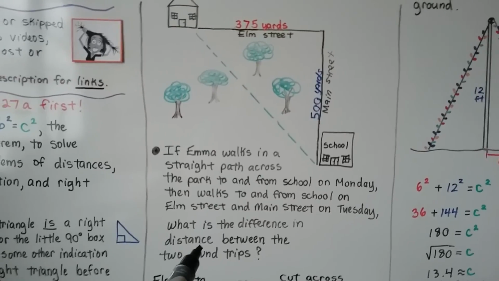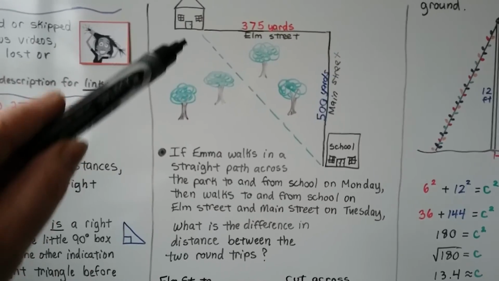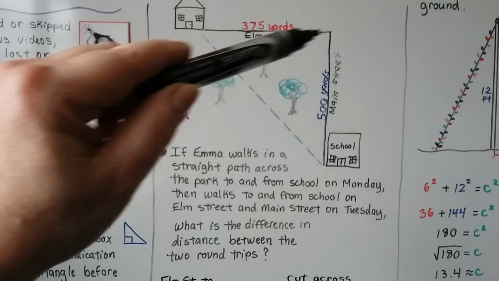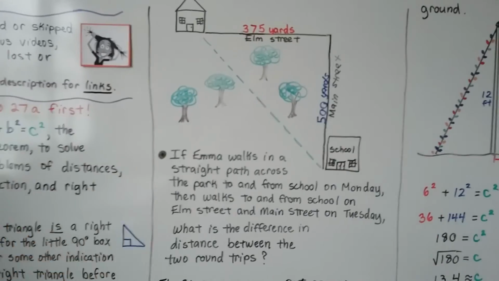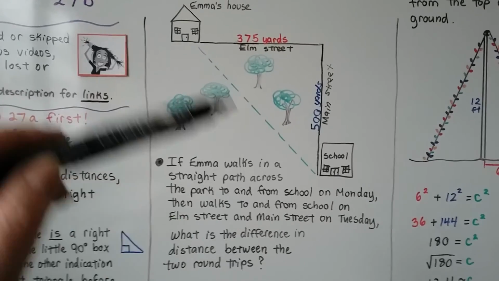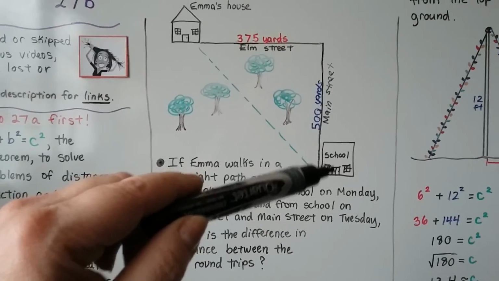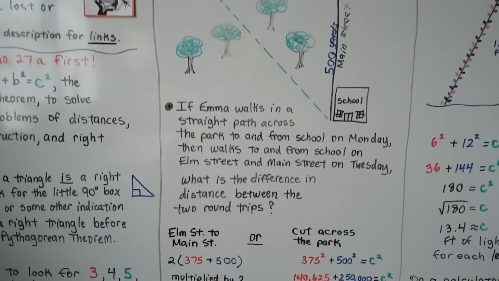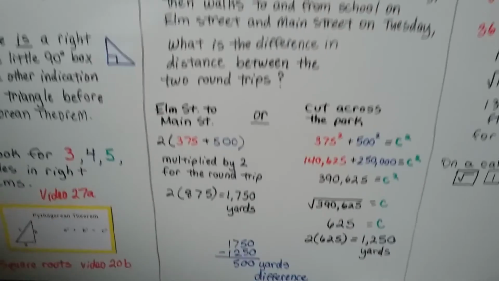So the first thing we need to notice is that it says it's round trips. So it's not just one direction. She's going to school and back on Monday, and then she's going to school and back on Tuesday, okay? So we have one problem to solve, two problems to solve, and then we need to find the difference between them to find out the difference between the two round trips.